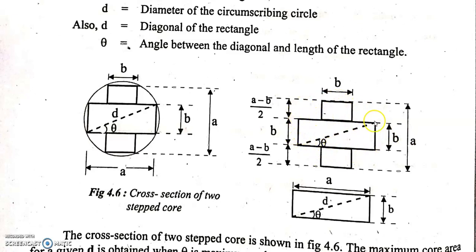So in this core, the area of this particular core is A into B, and for the remaining sections, this length and this length will be A minus B by 2 each. So these sections are equal, with two sides: one side is B, and the other side is A minus B by 2. So these two sections' area will be 2 times A minus B by 2 into B, and this core section area will be A into B.